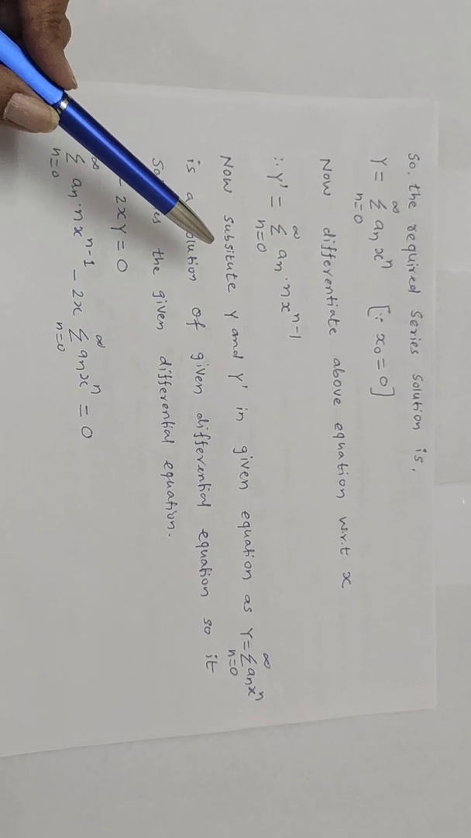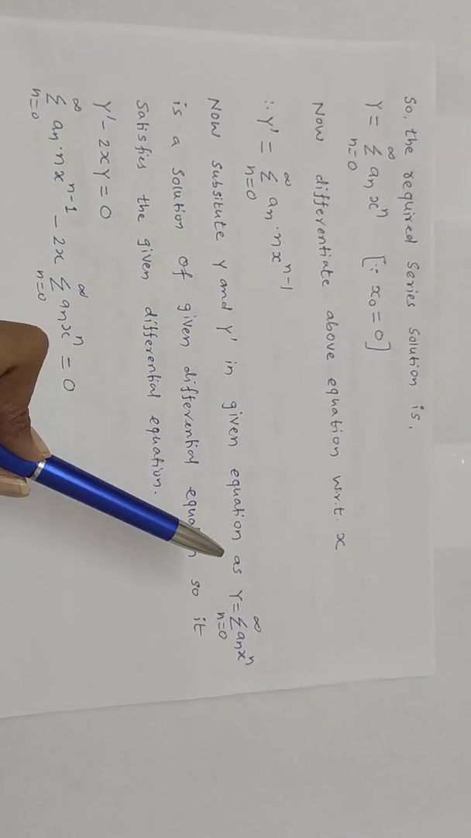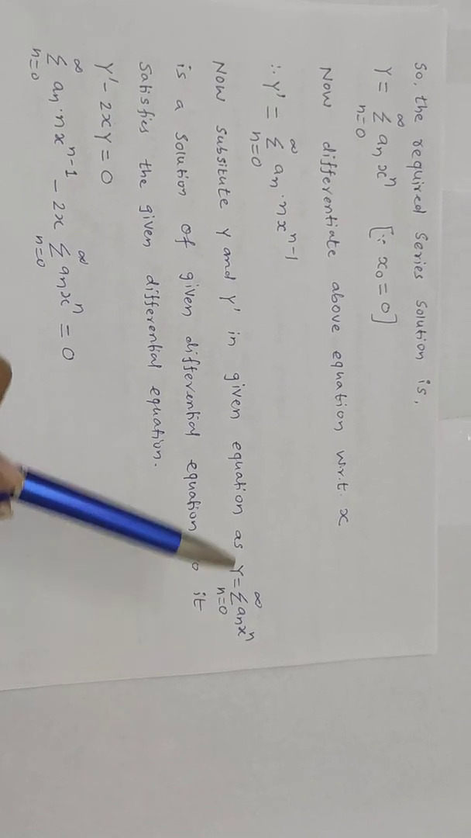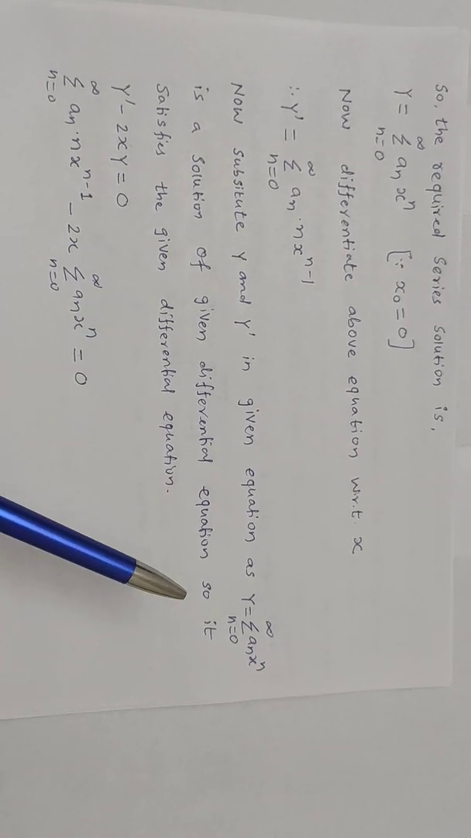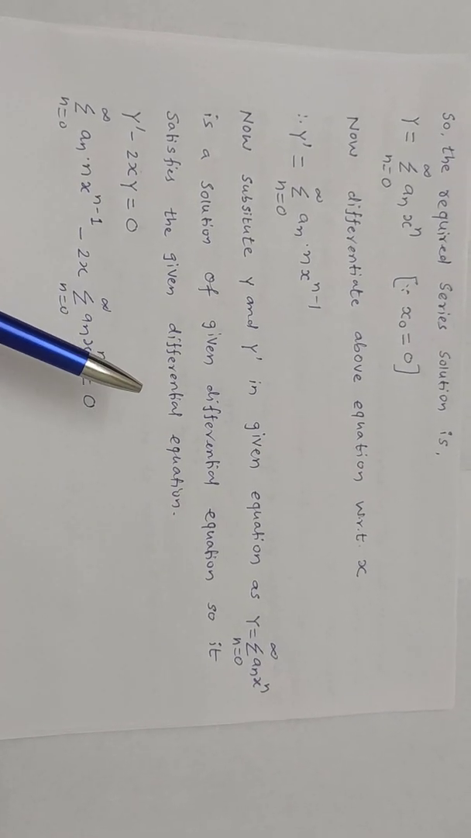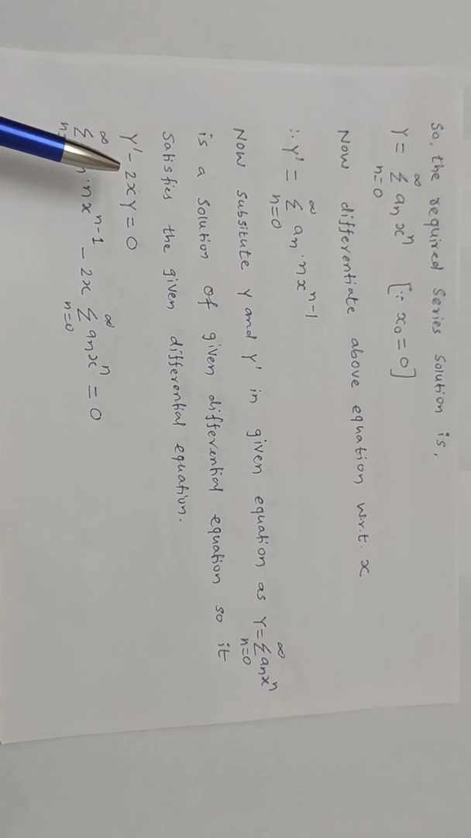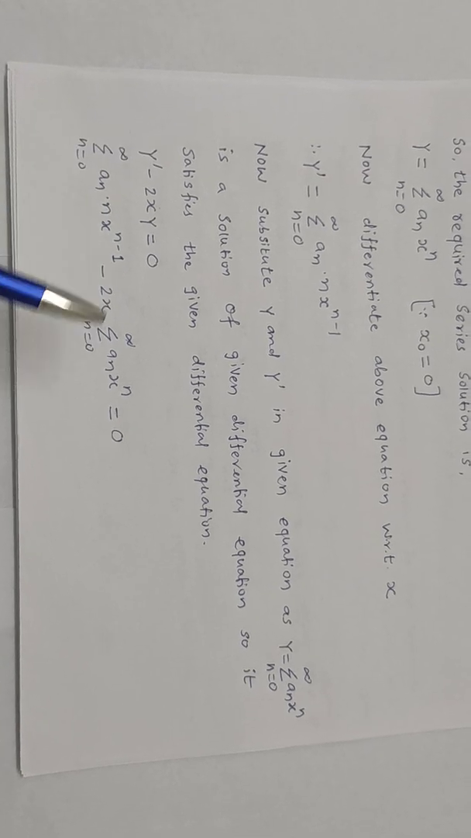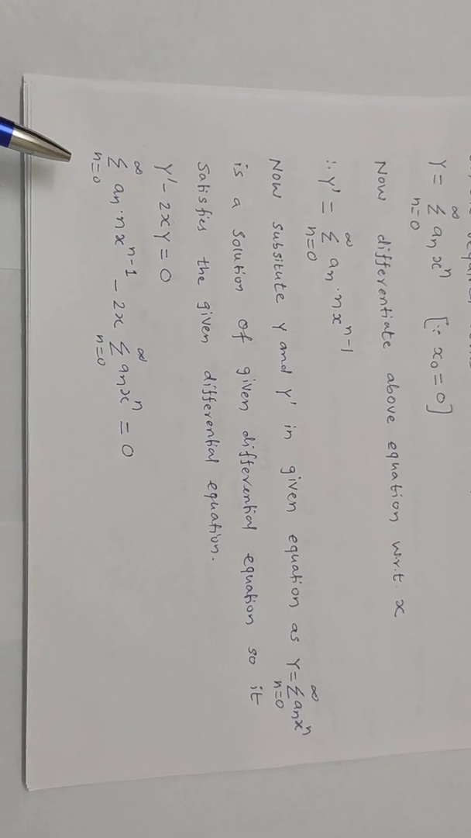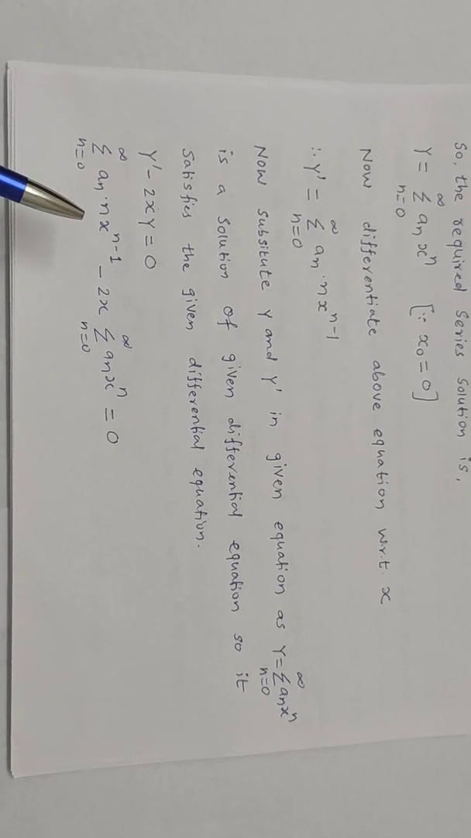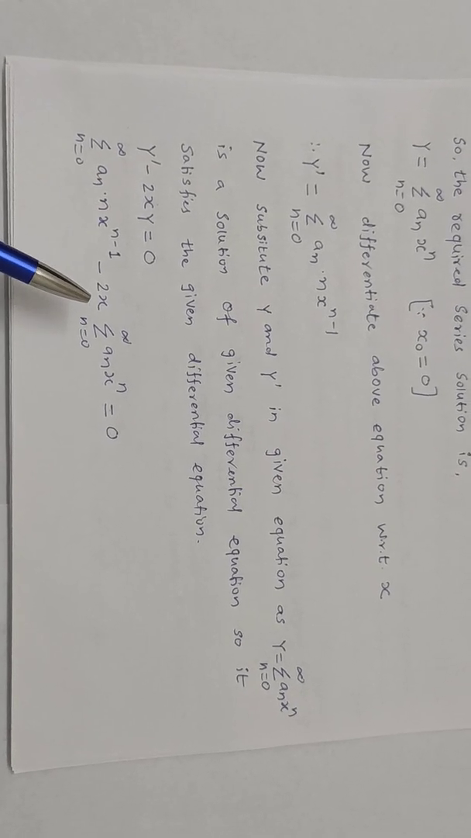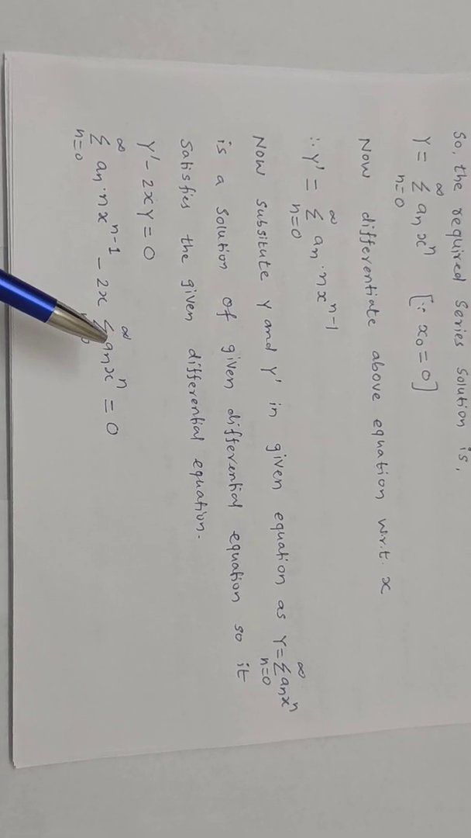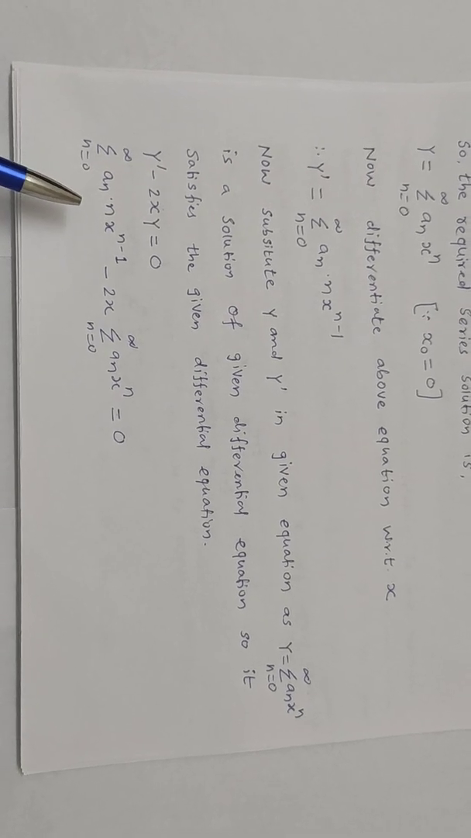Now what we have to do, we have to substitute y and y' in the given equation, as this y, that is summation from n equals to 0 to infinite a n x raised to n, is the solution of given differential equation. So it satisfied the given differential equation. Now the given differential equation is y' minus 2xy equals to 0. So put down the value of y' and y in this equation. y' is summation from n equals to 0 to infinite a n n x raised to n minus 1 minus 2x as it is, and y is summation from n equals to 0 to infinite a n x raised to n. This term will remain as it is.